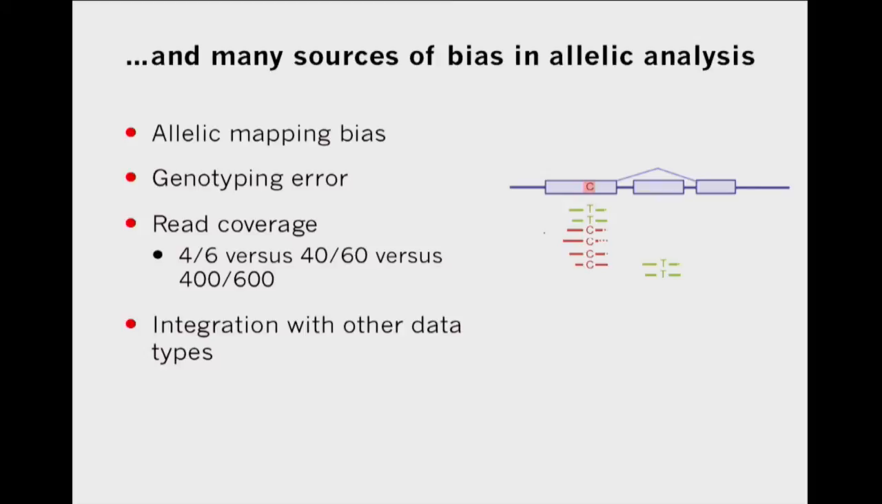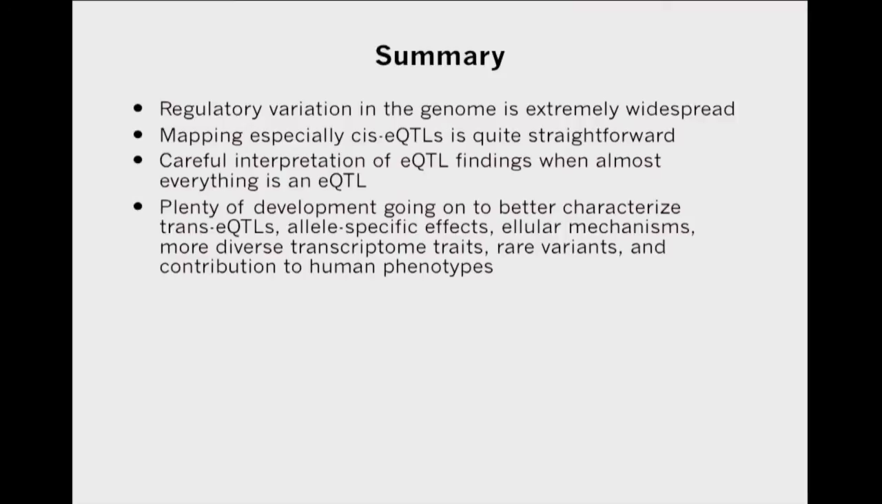So to summarize a couple of the points that we were talking about, regulatory variation is really widespread in the genome. It's not like your GWAS where you're lucky to get a handful of significant variants. We get thousands of these things. And mapping, especially cis eQTLs, is not really that complicated. There are pretty good gold standard methods for doing that. But then you need to be careful about how you interpret the results, because they are everywhere. They're extremely widespread. You have a lot of linkage disequilibrium, different kinds of correlation structures that can be confounding the signal that you're looking for if you're not careful.